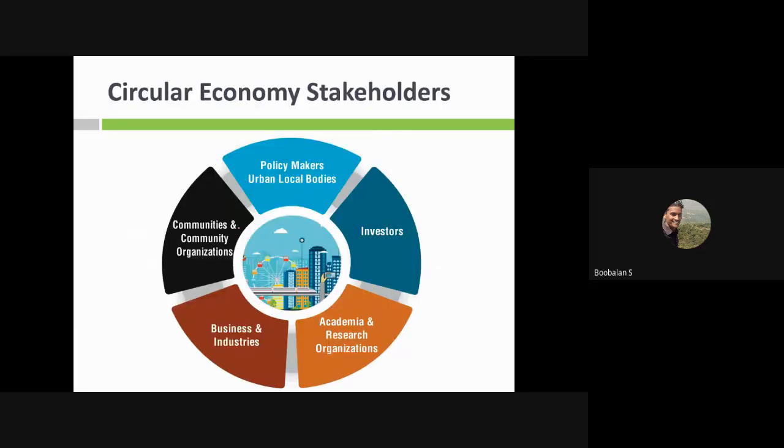What are the stakeholders for the circular economy? Definitely business and industry people, communities, organizations, as well as policy makers in local municipalities, investors, and we people in academia. Every person is involved in my living area. That is why we are linked with these people.